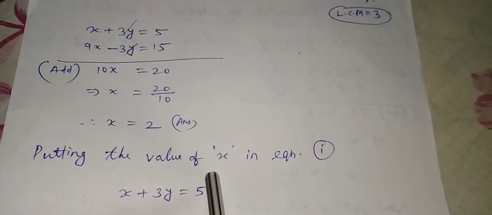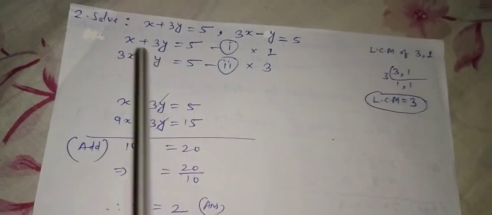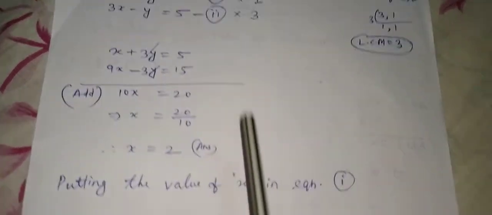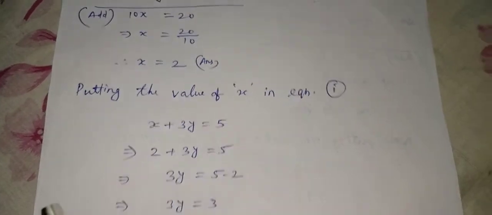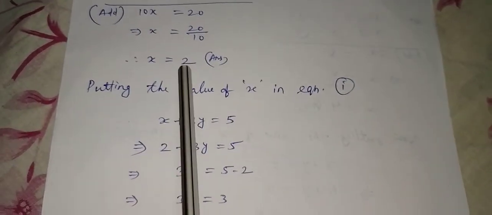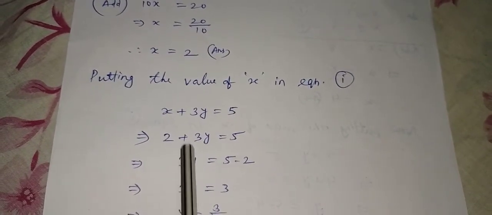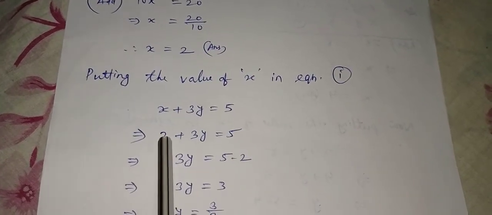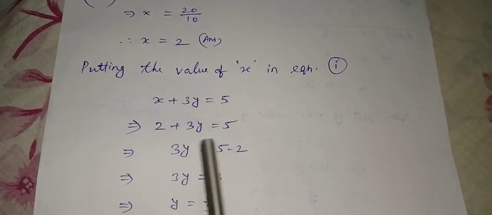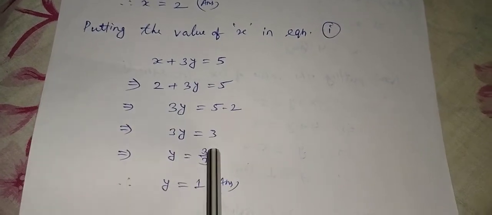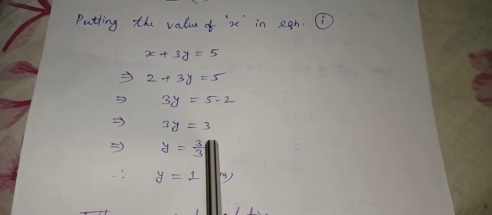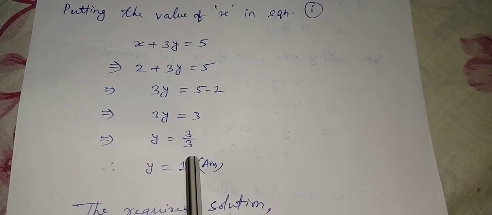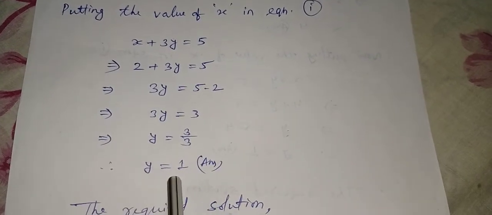Now putting the value of x in equation 1. Equation 1 is here, x plus 3y equal to 5. Same thing we will write here, and value of x we will put as 2. So 2 plus 3y equal to 5. 3y equal to 5 minus 2. This 2 came here and became minus. And 3y equal to 3. 5 minus 2 is 3. And y equal to 3 by 3. That means y equal to 1.